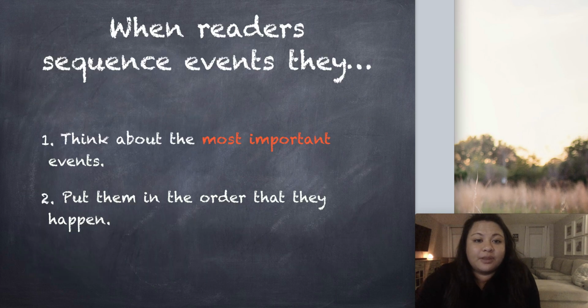When readers sequence events, they do 2 things. They first think about the most important events. Okay, so when you're sequencing and you're trying to put things in order, you think about the most important things that are happening in the story. And number two, they put them in the order that they happen.